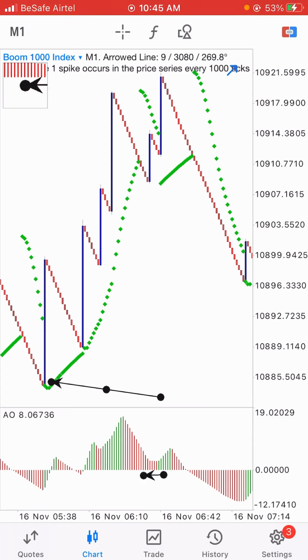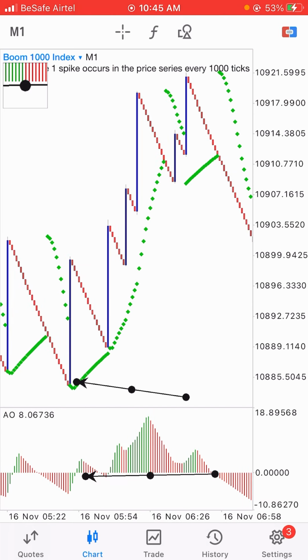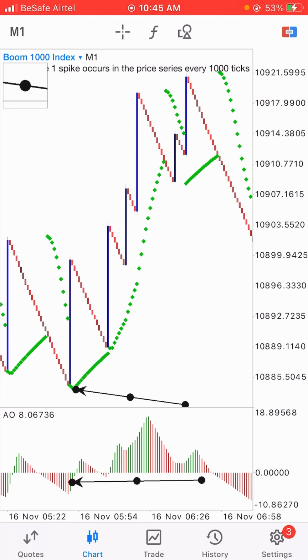The third confirmation is for you to check your awesome oscillator. You need to see these green candles are out already. This is a good confirmation that prices are going to spike. You can see when the parabolic SAR was facing this direction, after confirming that price is in an uptrend, the spikes came: 1, 2, 3, 4, 5.